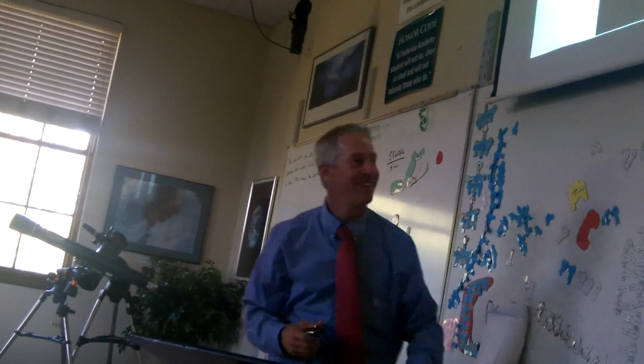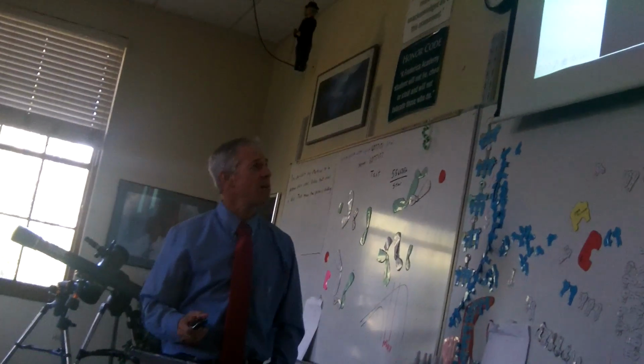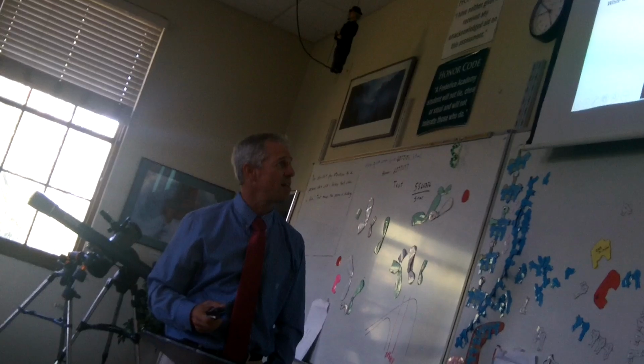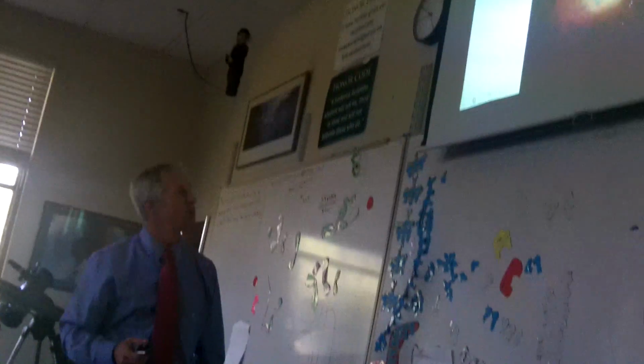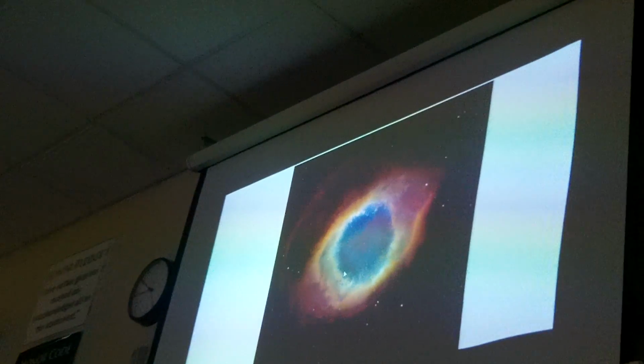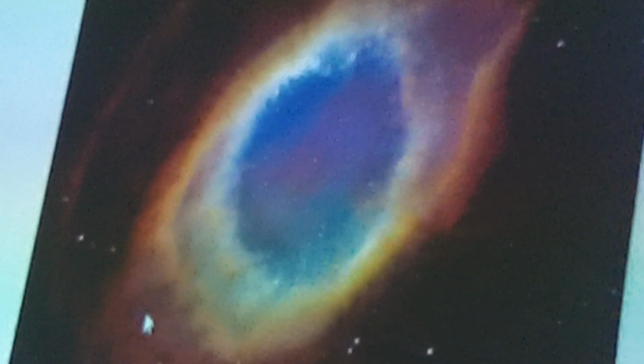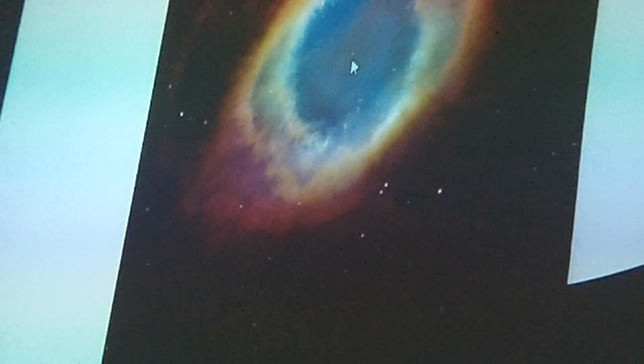Isn't that cool? Looks like an eye. It does. As a matter of fact, I think this one's called the Cat's Eye Nebula. Nice observation. Oh, wow. Guess what that dot is at the center? The white dwarf. That's going to be what's left of our sun in 5 billion years.